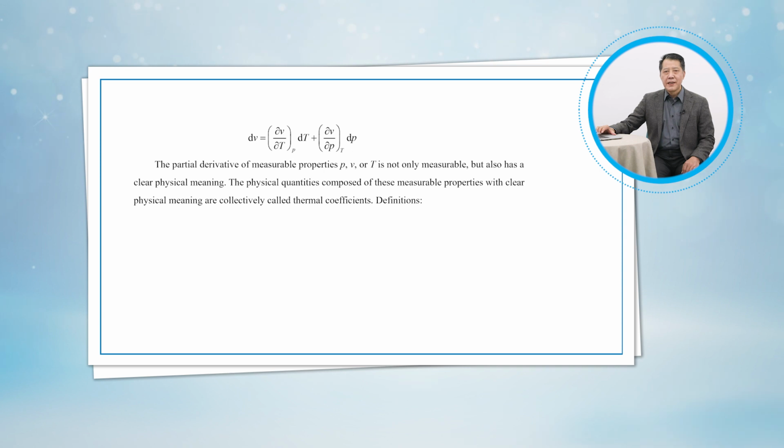In single-phase regions, pressure and temperature are independent, and we can think of the specific volume as being a function of these two. V equals V(T, P). Try to write the expression for dV. Now we introduce definitions for the four thermal coefficients.